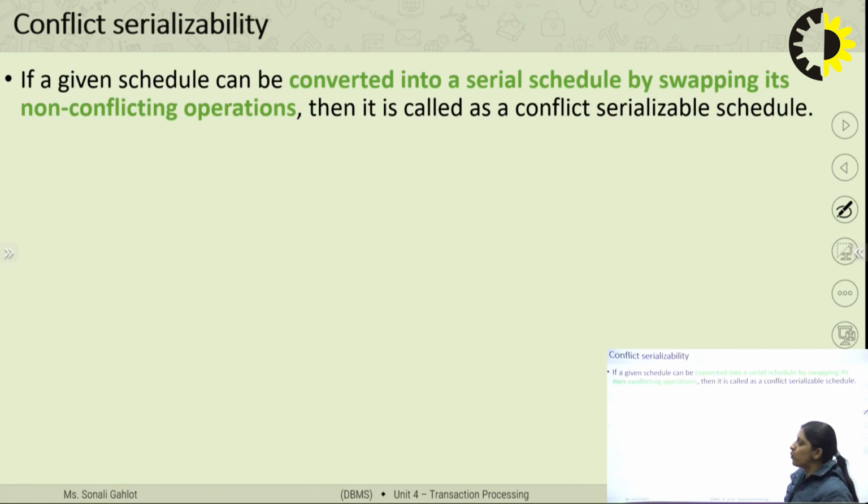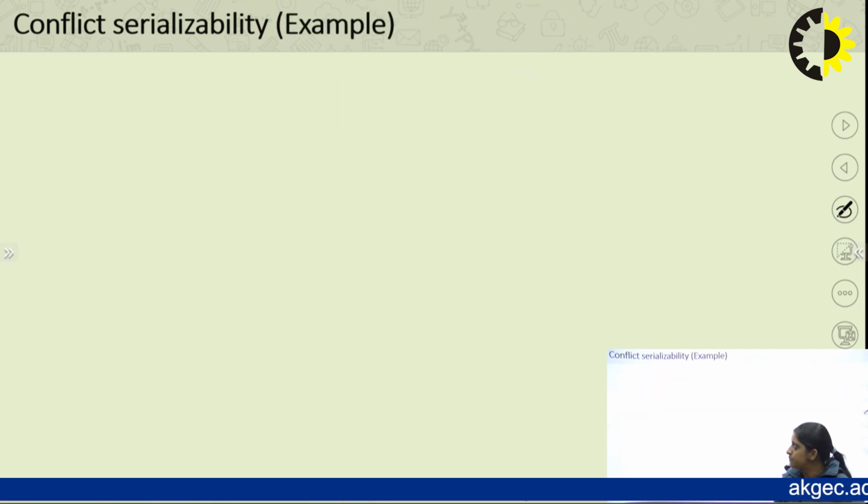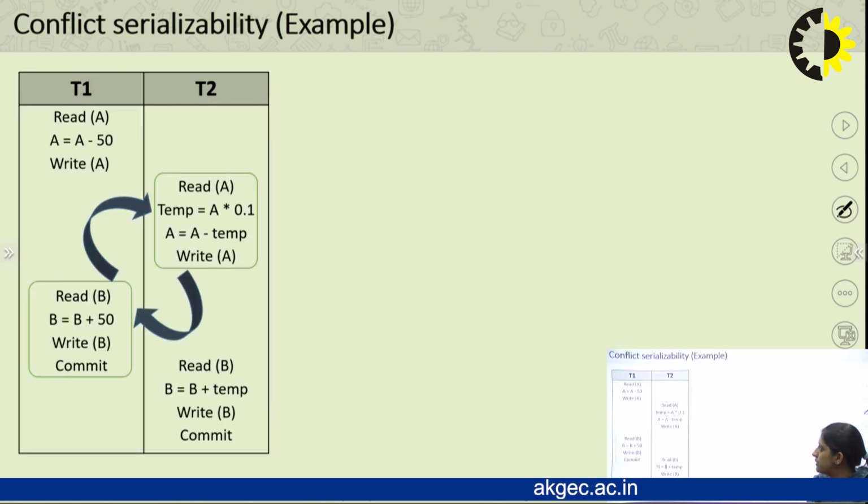Now again I want to tell you what conflict serializability is. If a given schedule can be converted into a serial schedule by swapping non-conflicting operations, then it is called a conflict serializable schedule. Or we can say that when we convert the given schedule into a serial schedule by swapping operations, if both schedules have the same result, then this is called conflict serializable. We can explain again with the help of one example.